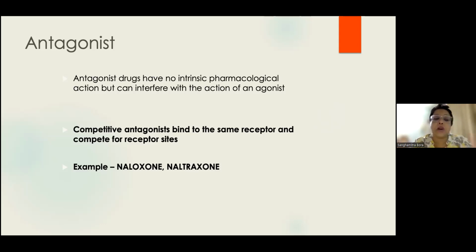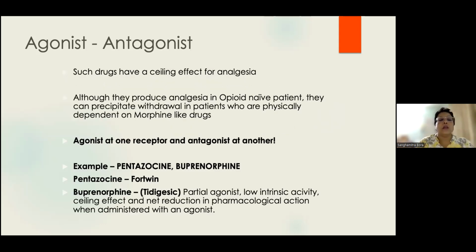All right, because the naloxone, being an antagonist, will compete for the mu receptor sites and that will displace the opioid, thereby reducing or reversing the effect of the agonist opioids. Another term which we just saw was the agonist antagonist. They are both agonist and antagonistic in nature.